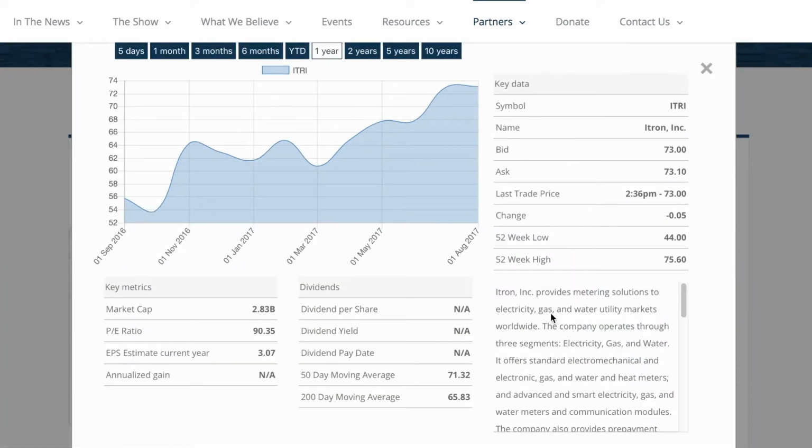This is, by the way, the chart that you get. You're going to get market capitalization that says this is almost a $3 billion company. You're going to get a PE ratio, price earnings per share. Some information is not supplied by the company, so it might not be there. That would be the case here. This is not a company that pays a dividend, so there's no dividend information there.